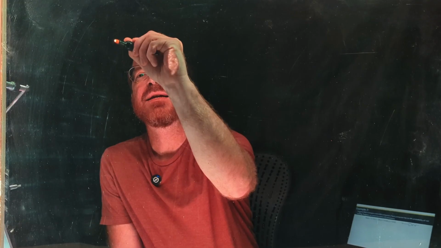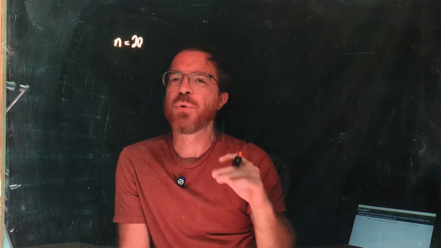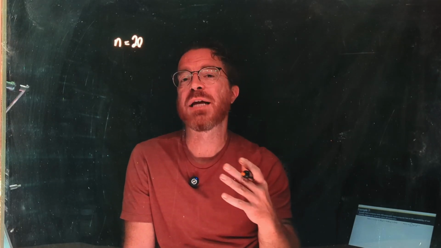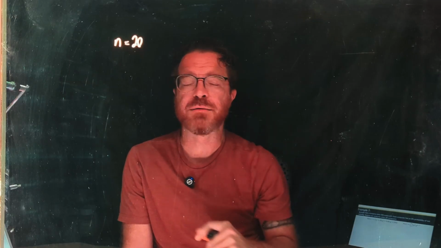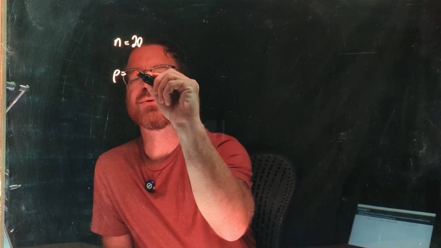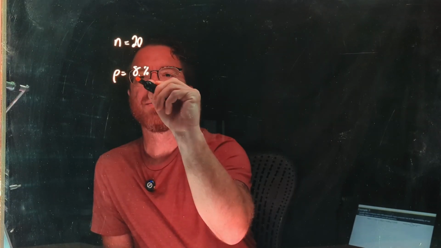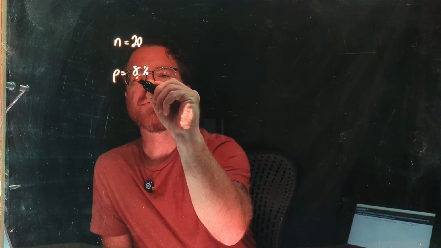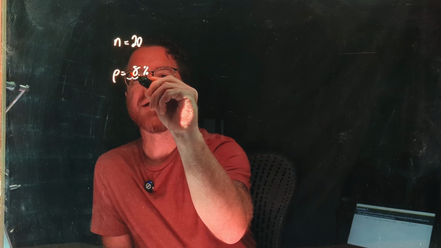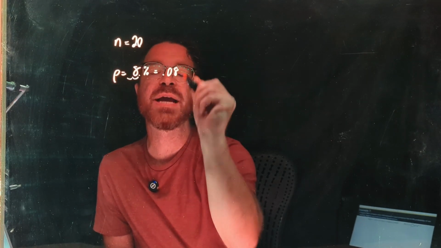So we have an N of 20, and our probability of success is 8%. Now, of course, to do these calculations, we need to convert that to a decimal. So if you have, for example, that P is equal to 8%, you can think of it like 8.0. To put it into decimal form, you need to move over to the left 2. And since there's no 0 here, you would have to add it. So this is going to be equal to 0.08 for our probability of success.